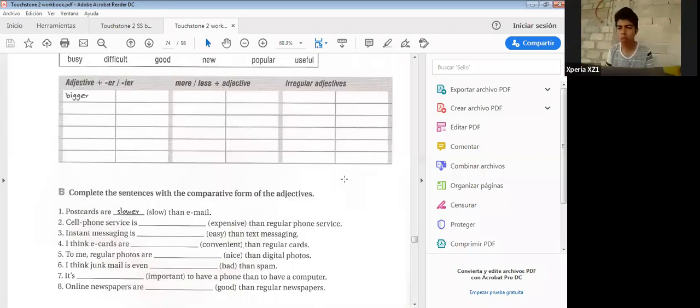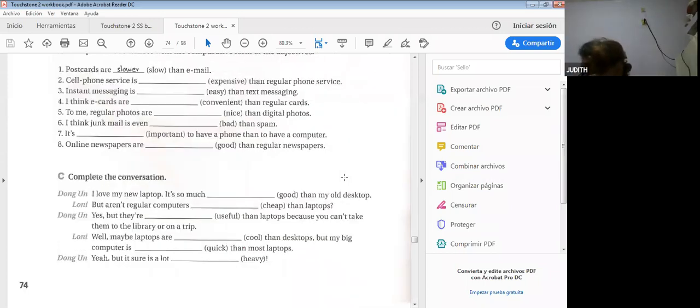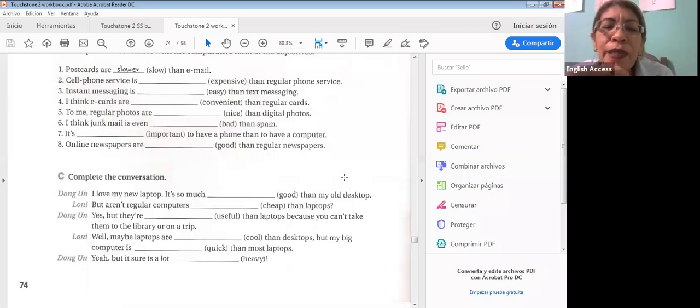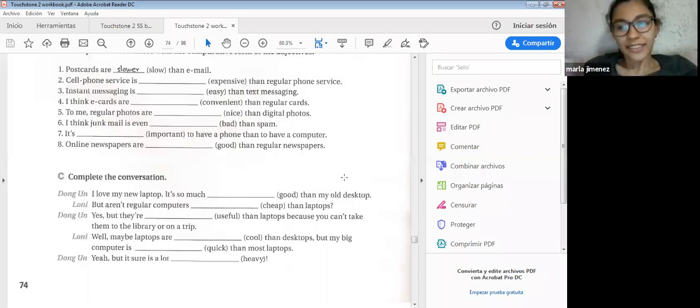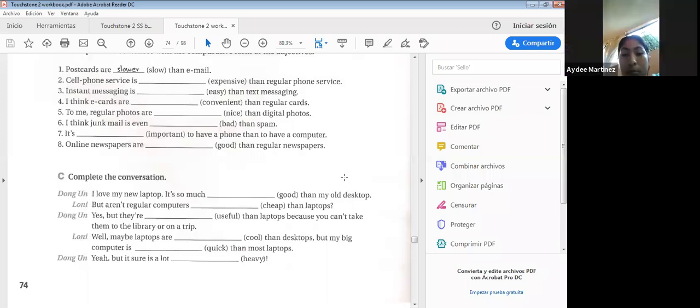Number 8, Judy. Online newspapers are better than regular newspapers. Excellent. Okay, now let's move to the exercise. We have a conversation. This time it's going to be Marla and Aide. Marla, you're going to be Lonnie, and Aide, you're going to be Dawn. Okay, so let's start. 1, 2, 3.